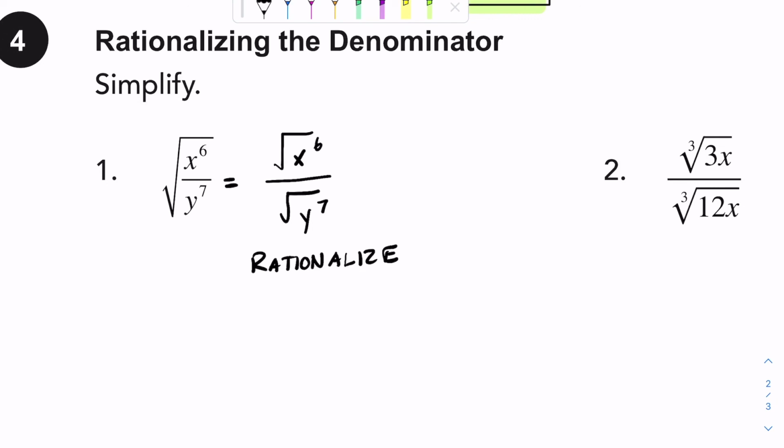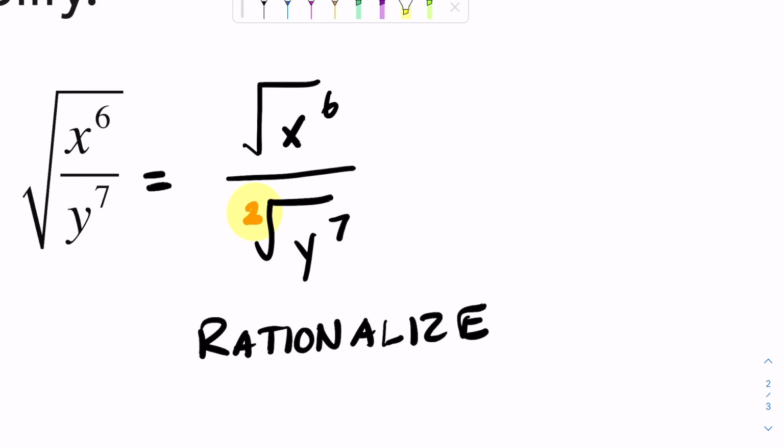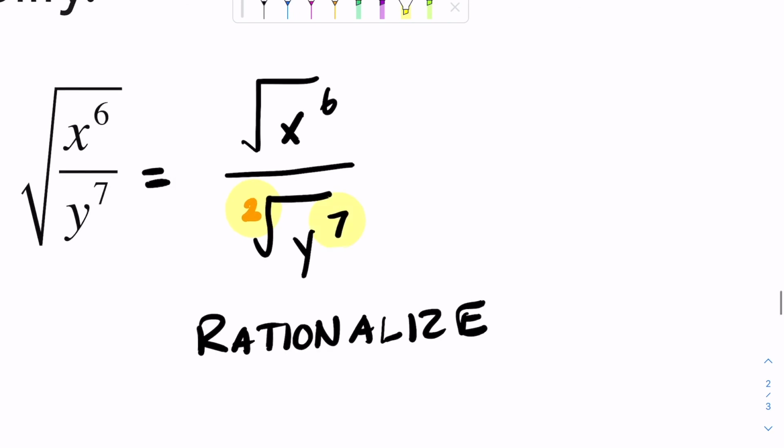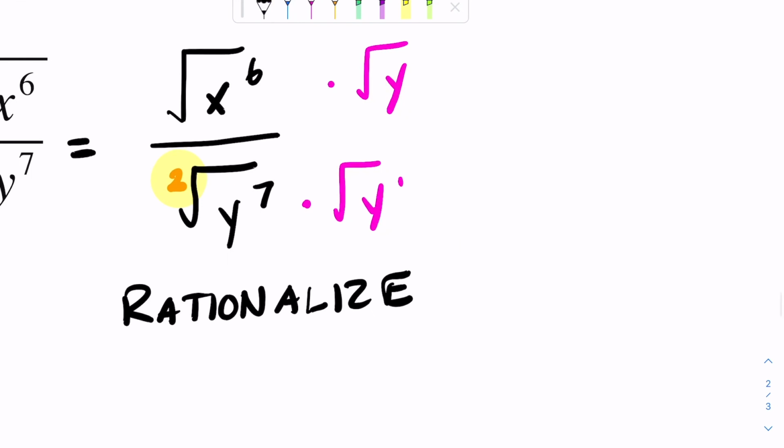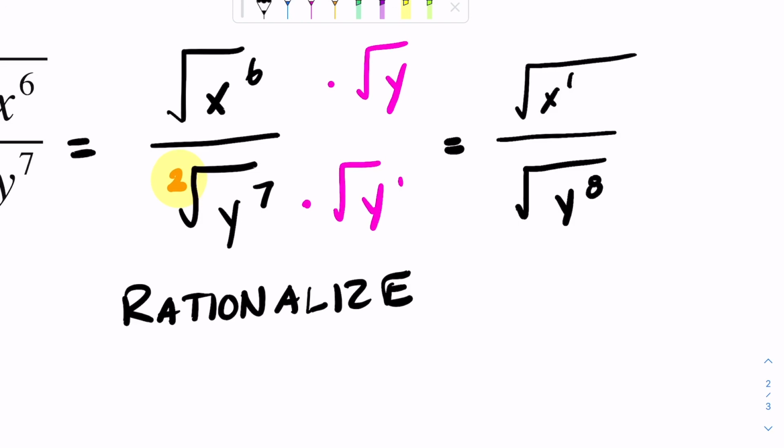So to do this, we know that the index is 2. I guess we'll do this one kind of like we did the last example. If the index is 2, then we're going to multiply it by whatever value to make a perfect group of 2. Here our index is 2, our exponent is 7. The next perfect group of 2 would be 8. So I'm going to multiply both the top and bottom by the square root of y to the first power, which we don't really need to write. That way, when I multiply my denominator out, I end up with the square root of y to the 8th, which is a perfect group of 2. My numerator is x to the 6th times y underneath my square root sign.